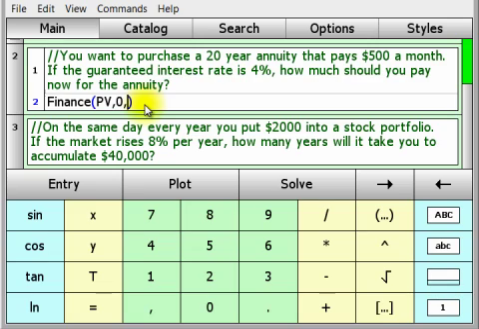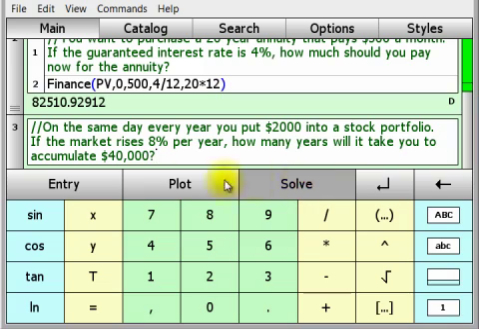Alright, the payment is $500 a month. It's paying that money to us, so that's a positive amount. We're not investing it. This is kind of acting like a loan in reverse here. Alright, the interest rate is 4%, paid out per month, so per period, it's 4 divided by 12. And then it's 20 years, 12 payments a year. Alright, once you have everything in place, go ahead and hit solve.